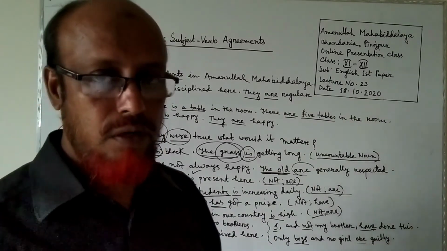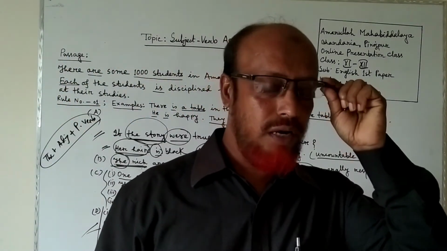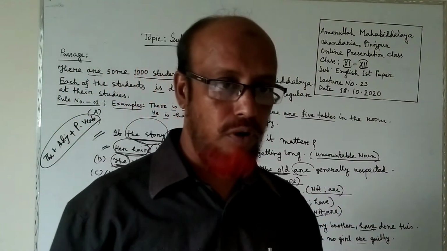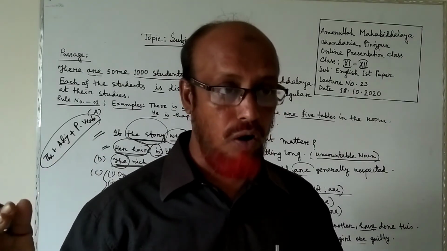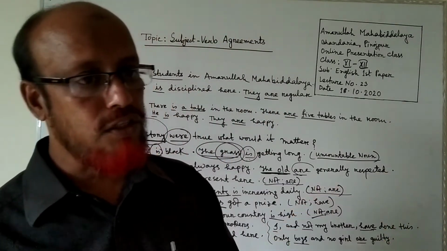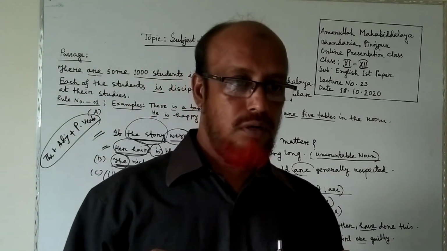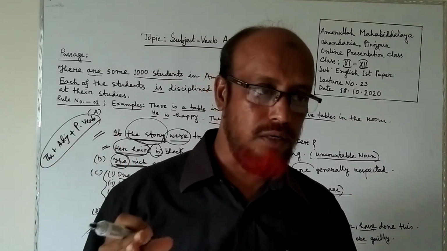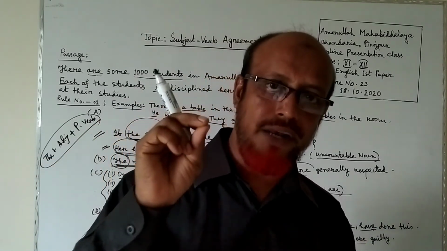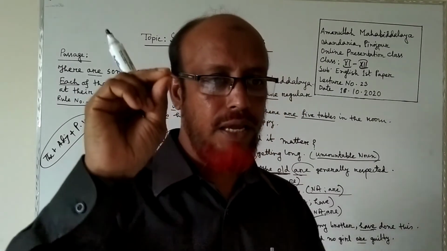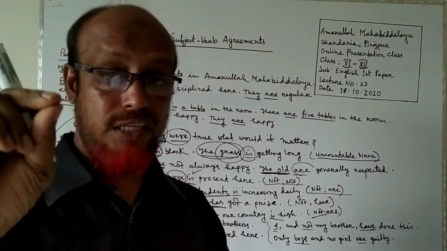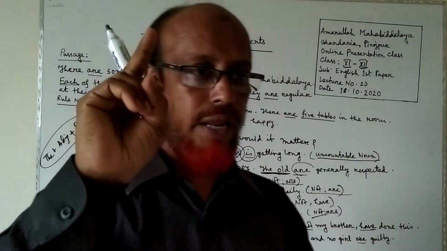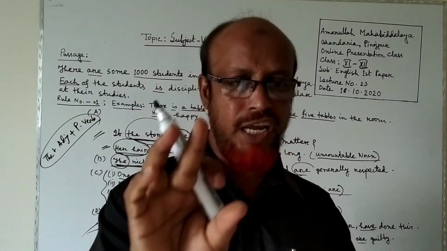Understand my point? Besides this, when and is followed by a negative word as no, not, the verb agrees with the word preceding not. Understand my point? When and is followed by a negative word as no, not, the verb agrees with the word preceding not.